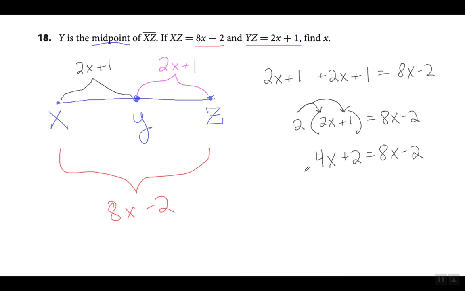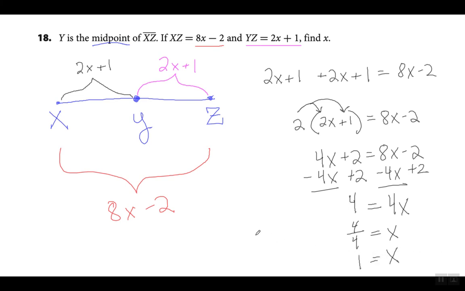Okay, so now I'm going to get the 4x to the right by subtracting 4x from both sides. On this side it cancels out. On this side it gives me 4x. And I'm going to move the minus 2 to the left by adding 2 to both sides. On this side it cancels out. On this side I get 4. So x is going to equal 4 divided by 4. So x is going to equal 1. And that's my answer. My answer is x equals 1.